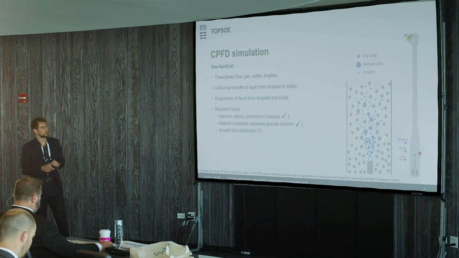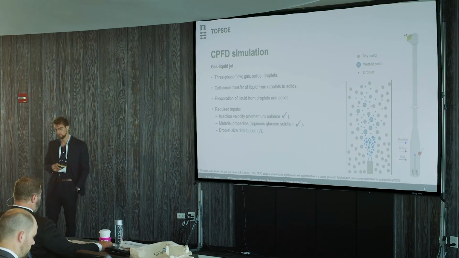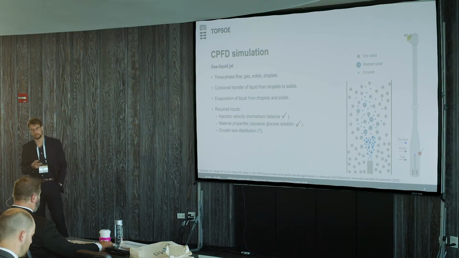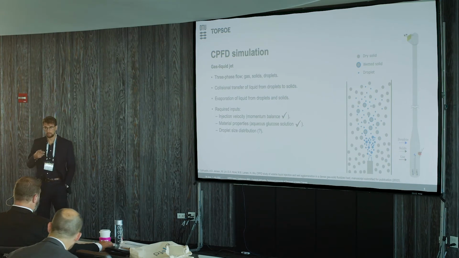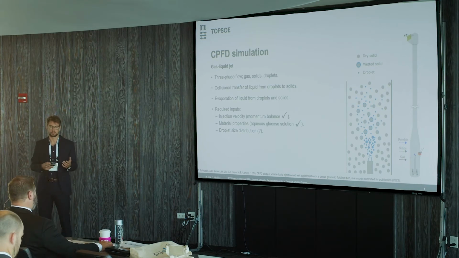In order for this to work, we need boundary conditions and input conditions for this feed conditioning, or this nozzle here. So we've previously developed methods for how to predict what the injection velocity is going to be based on a momentum balance, and that seems to work quite well. Then naturally we also need material properties for the liquid itself, and that depends on, of course, temperature, but also on the concentration of glucose that we have in our aqueous solution.